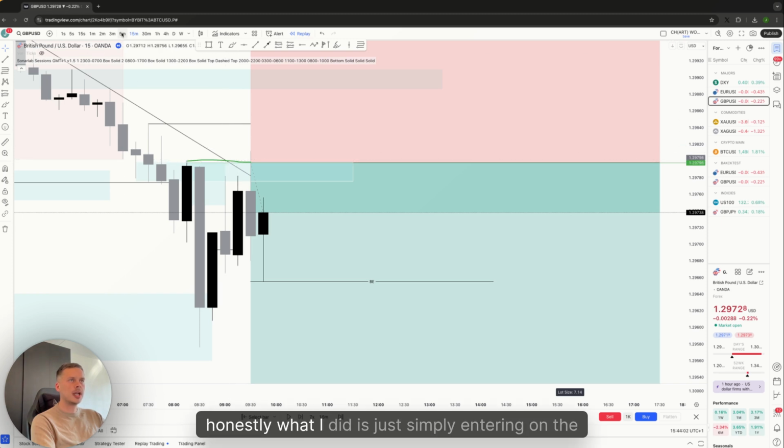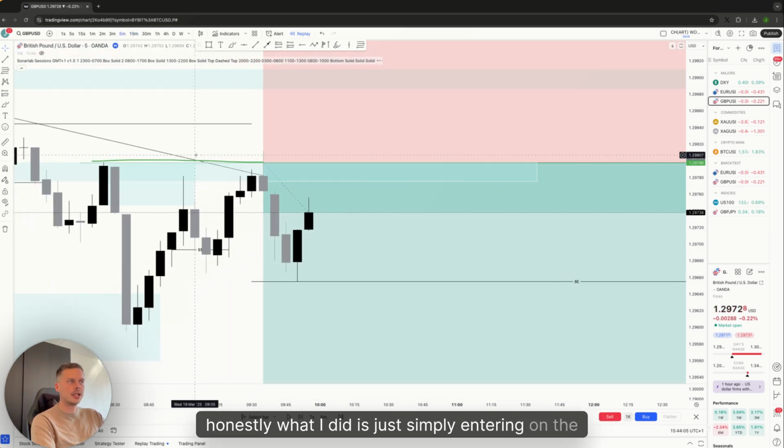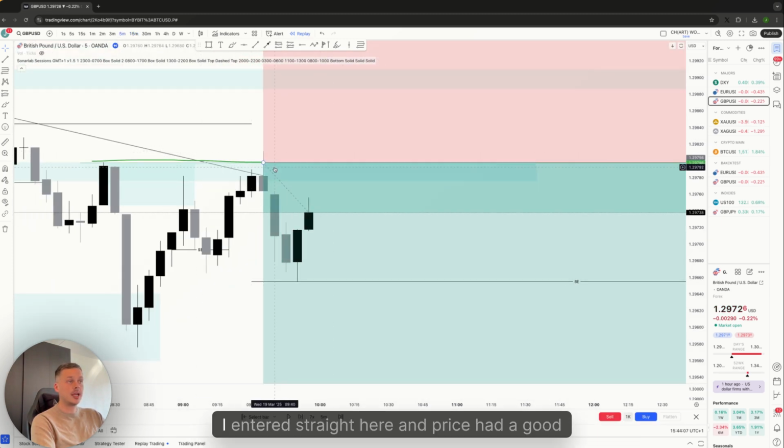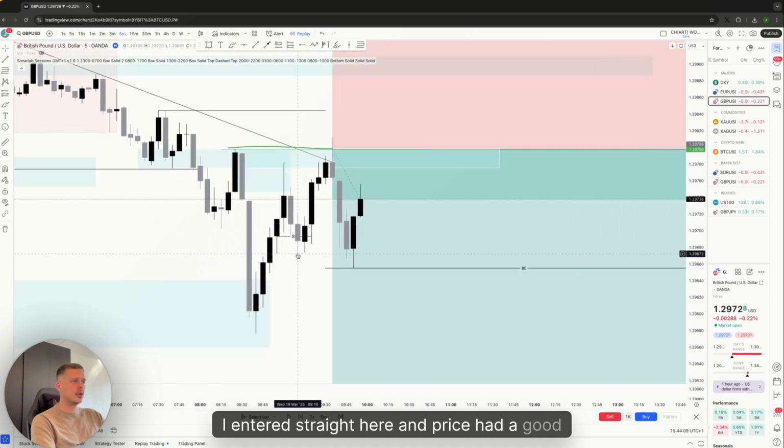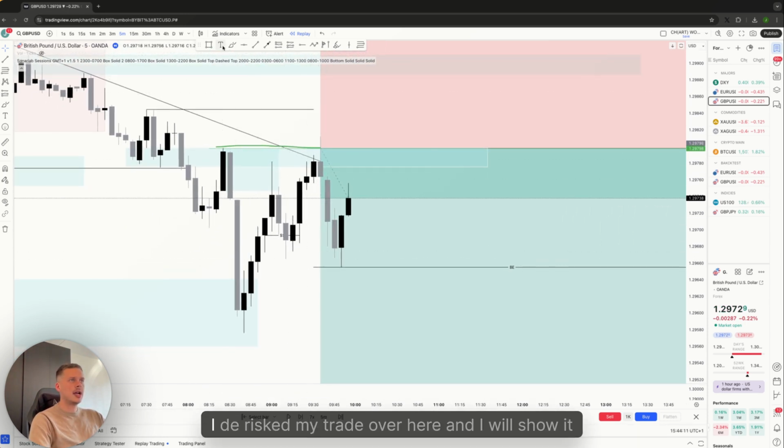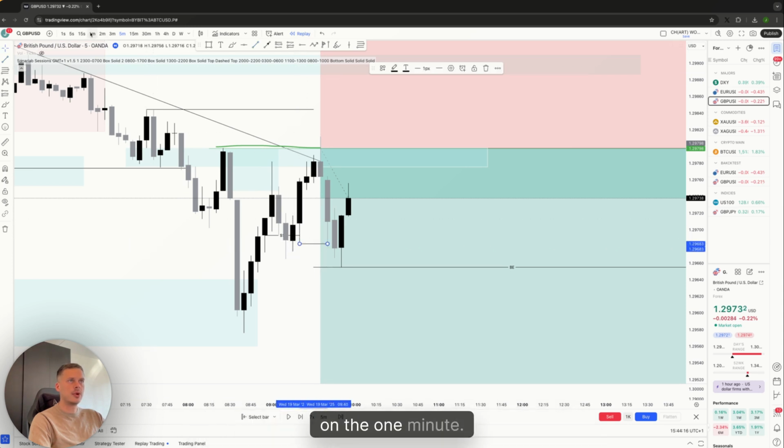And honestly, what I did is just simply entering on the sweep. I entered straight here, and price had a good initial direction. I de-risked my trade over here, and I will show you on the 1 minute.